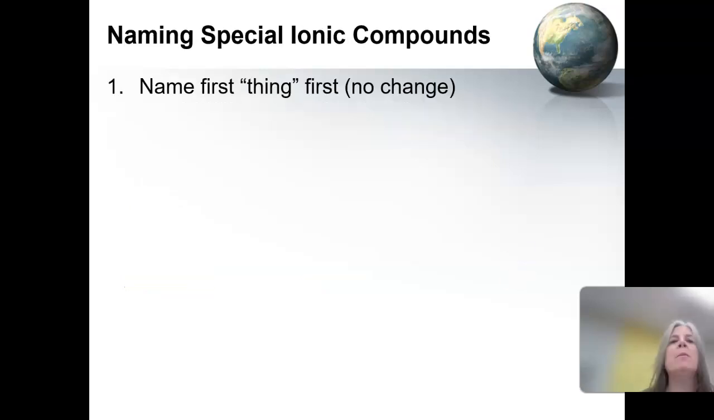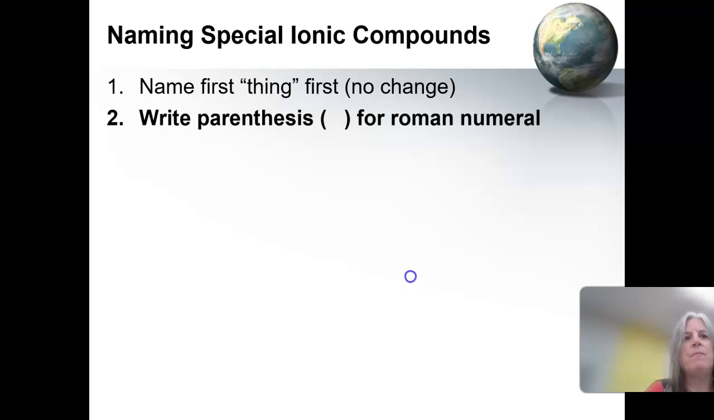So rule number 1, just like with ionic nomenclature, name the first thing, no change. So whatever it is, name it. If it's an element or a polyatomic ion, find it on your periodic table, write down the name the way it appears. Now, this is a little different. We're going to put some parentheses right after that name, and that's where we're going to put in our Roman numeral. But we're not going to do the Roman numeral until we finish getting all the name stuff done.